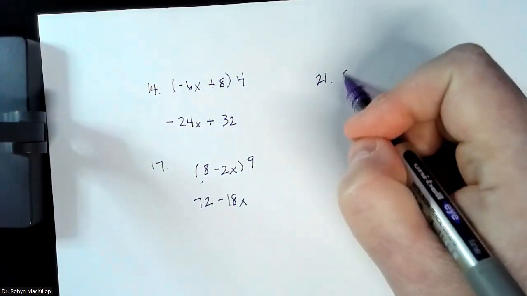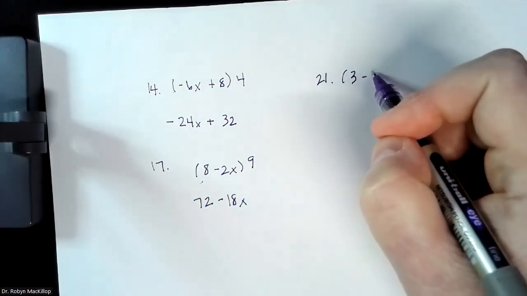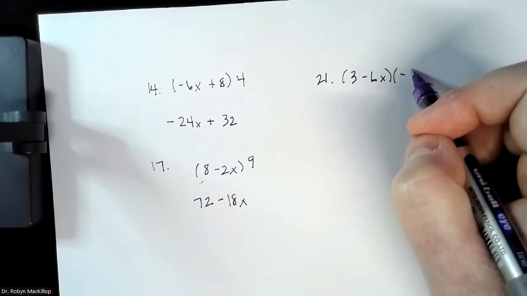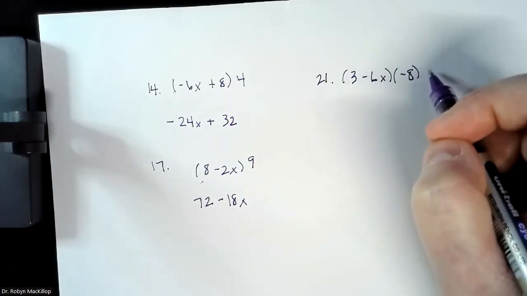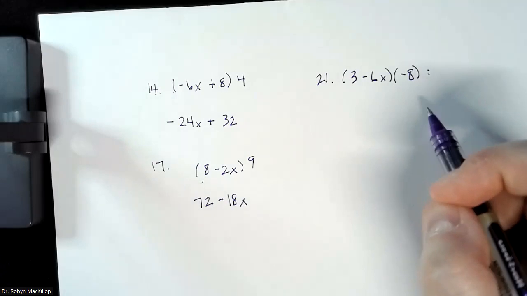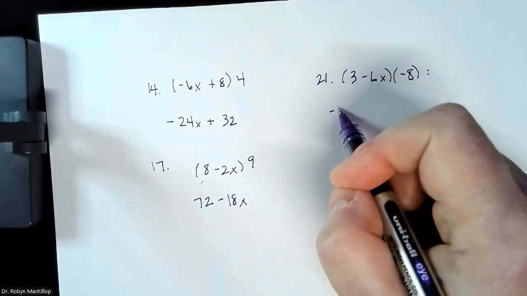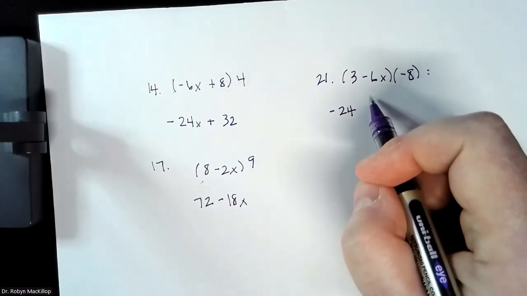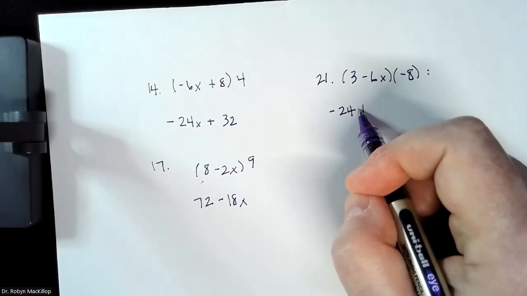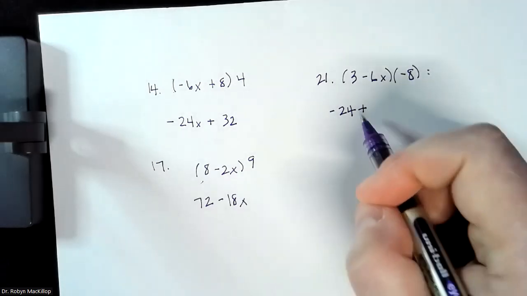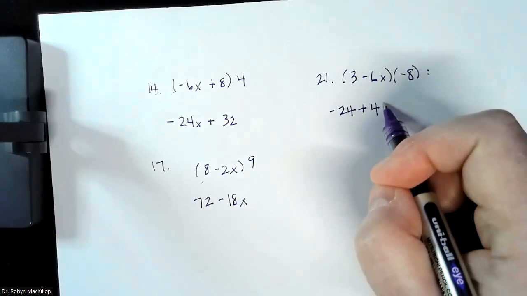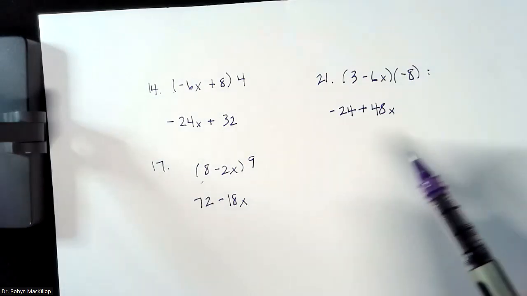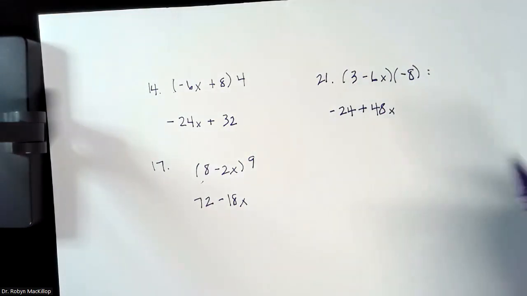And 21 is 3 minus 6x times -8. And we've got -8 times 3 is going to be -24. -8 times -6x is going to be positive. 6 times 8 is 48x. So when you're multiplying two negatives, they turn positive.